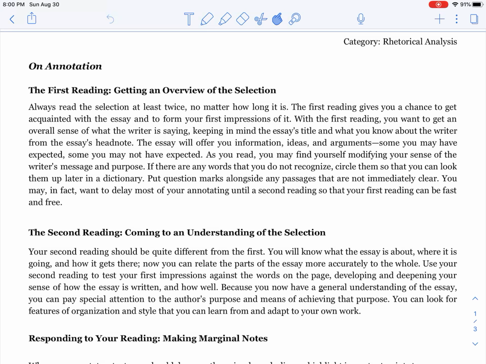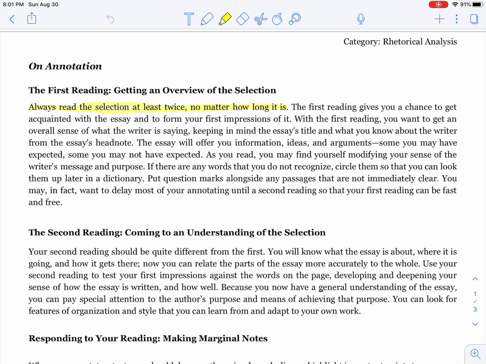The first reading gives you a chance to get acquainted with the essay and to form your first impressions of it. With the first reading, you want to get an overall sense of what the writer is saying, keeping in mind the essay's title and what you know about the writer from the essay's headnote. The essay will offer you information, ideas, and arguments. Some you may have expected, some you may not have expected. As you read, you may find yourself modifying your sense of the writer's message and purpose. If there are any words that you don't recognize, circle them so that you can look them up later in a dictionary. So the key thing is, as I mentioned before, you've got to read things twice.